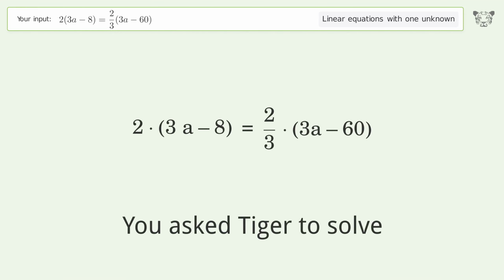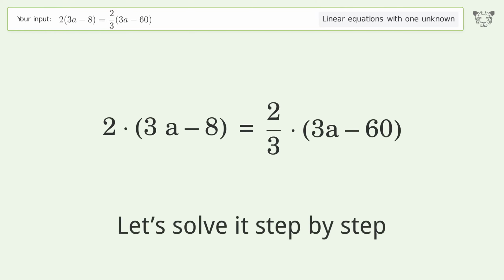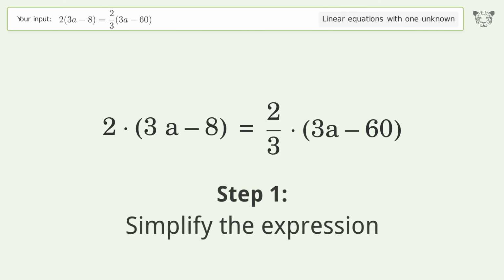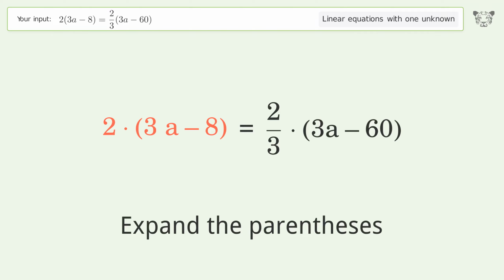You ask Tiger to solve. This deals with linear equations with one unknown. The final result is a equals -6. Let's solve it step by step. Simplify the expression. Expand the parentheses.